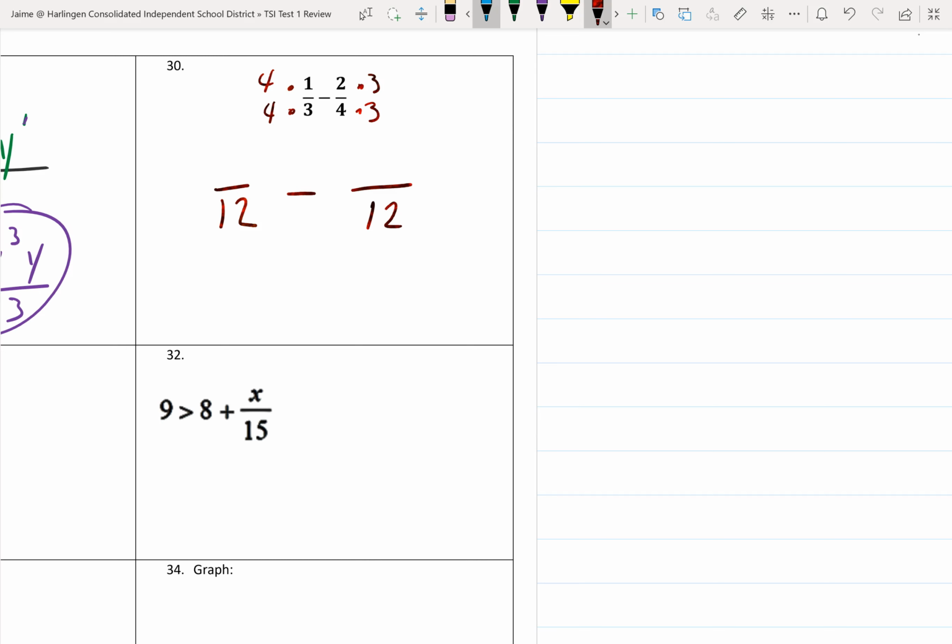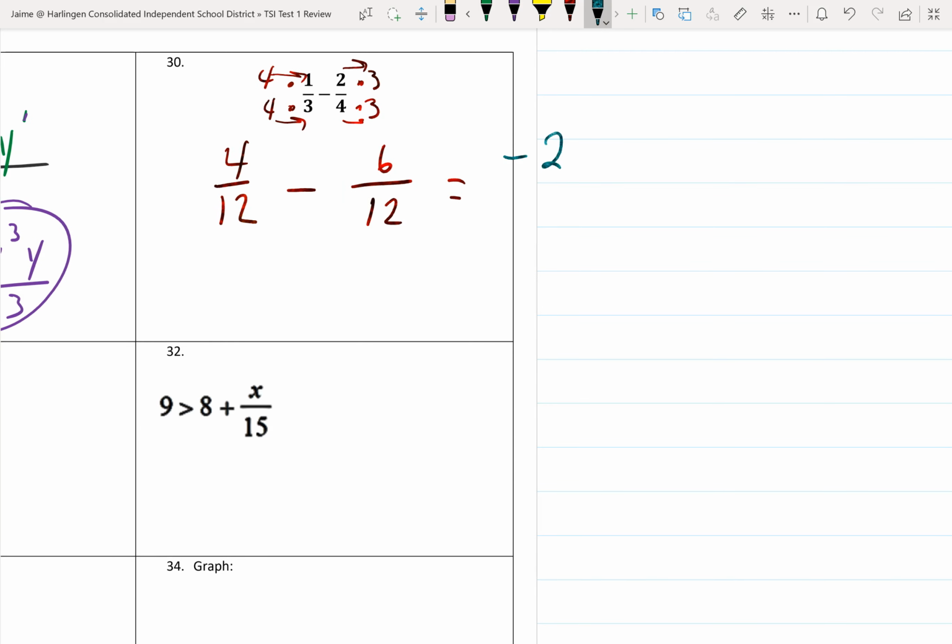Now fix it. 4 times 1, that's 4. 4 times 3, that's 12, I already have it there. 2 times 3 is 6. And 4 times 3 is 12, I already have it there. Now we can do what it says. 4 minus 6, that would give us a -2. And then the 12s, do you put 12 minus 12 and get 0? No, leave the 12 alone.